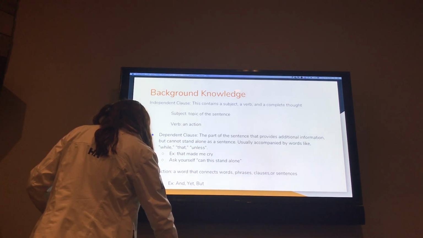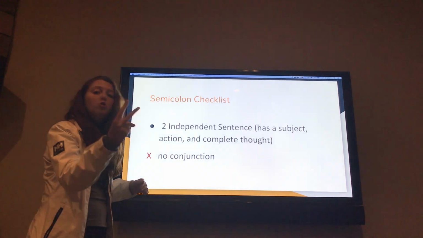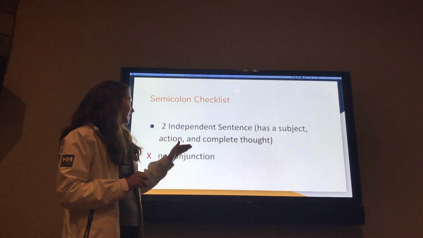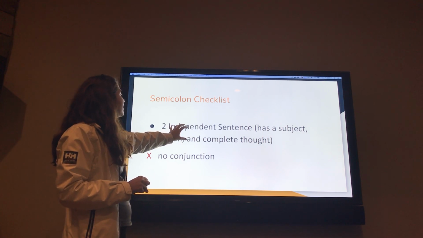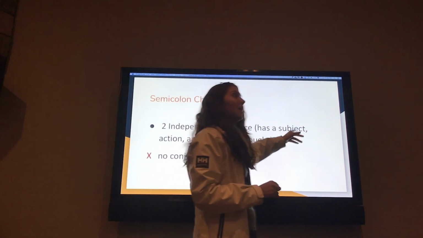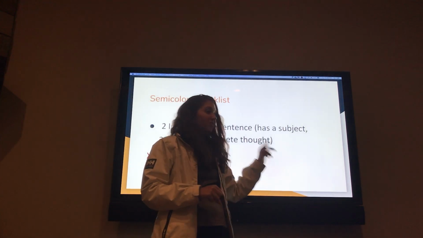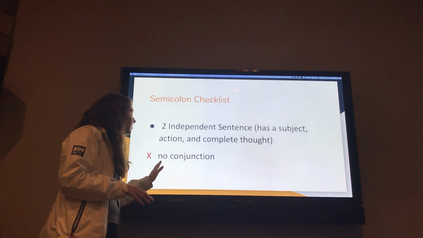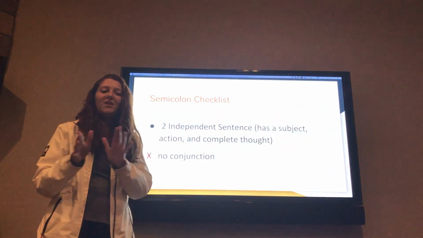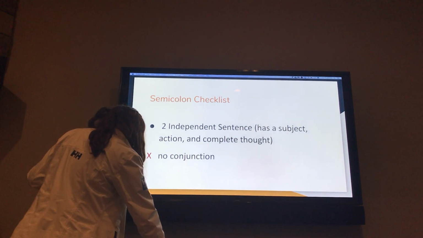So, when can I use a semicolon? It's only when you're combining two independent clauses. And the independent clauses must have a subject, an action, and a complete thought all on their own. And there must be no conjunction. So, let's finally whip out those tools and start using semicolons in sentences.